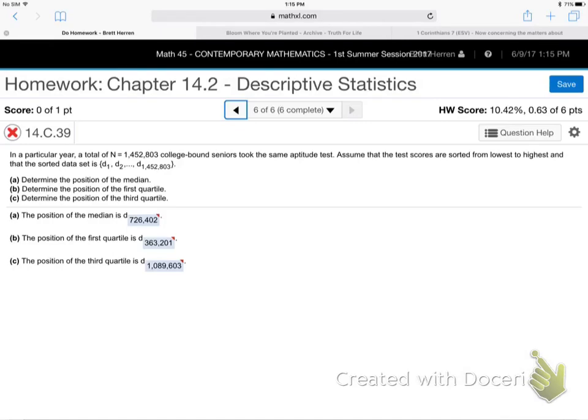All right, in a particular year, a total of 1,450,803 college-bound seniors took the same aptitude test. Assume that the test scores are sorted from lowest to highest, and so on. Determine the position of the median, first quartile, third quartile. Okay, same deal. Give it a try.